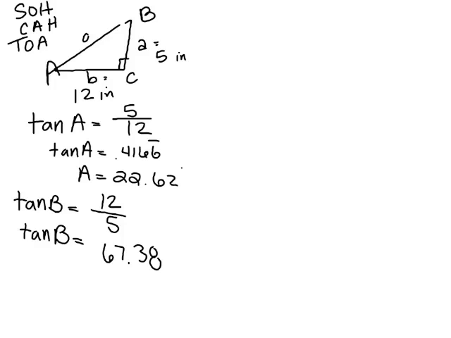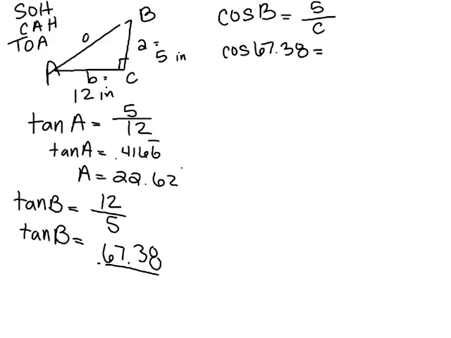So there's a lot of ways we can do it. Okay, let's try cosine. Cosine for angle B. So cosine is adjacent over hypotenuse. Which side is adjacent to the angle B? Okay, our side 5 over the hypotenuse. So then I need to plug in my angle B measurement right here, 67.38. So the cosine of 67.38 equals 5 over C.